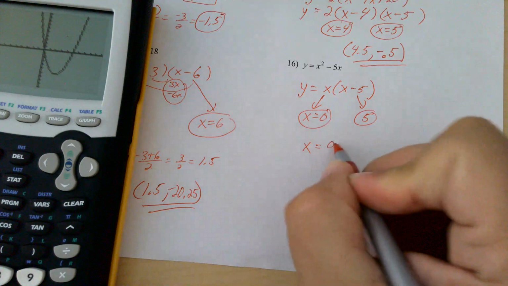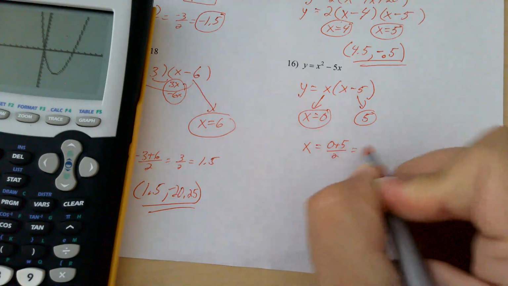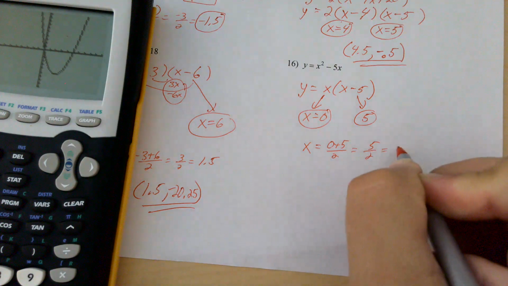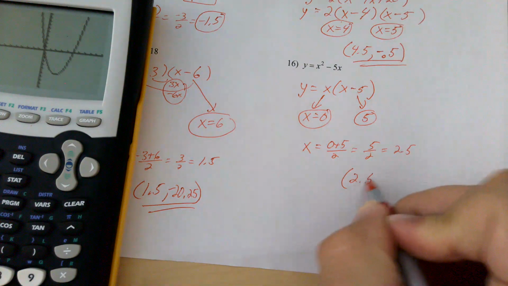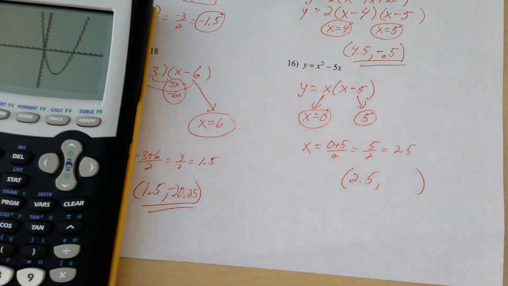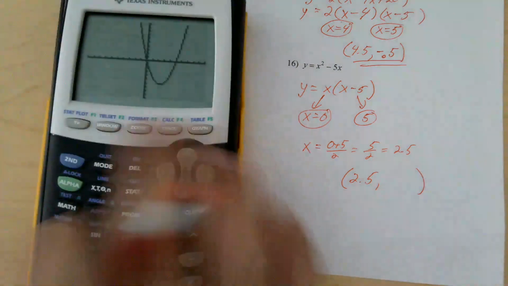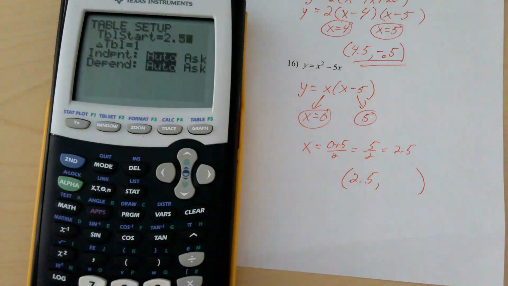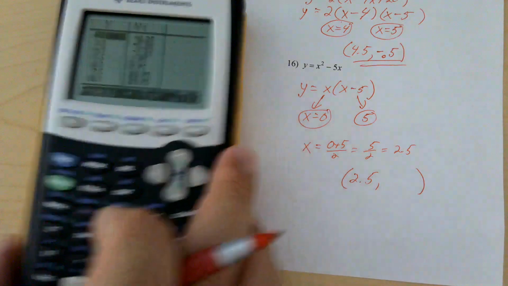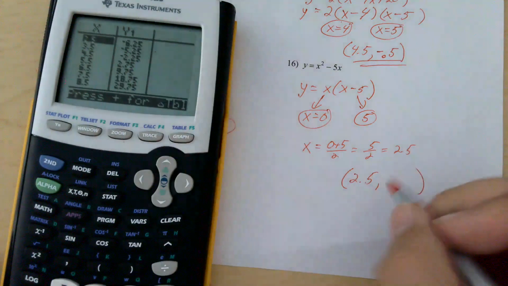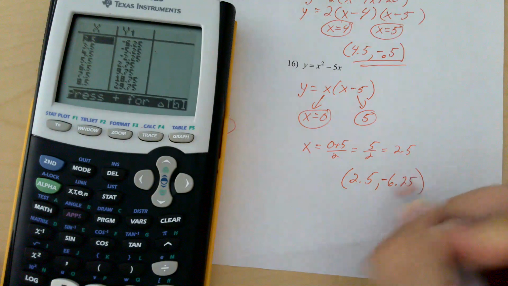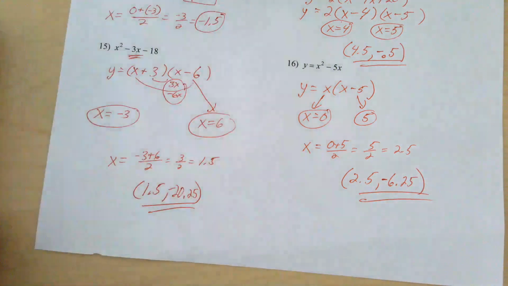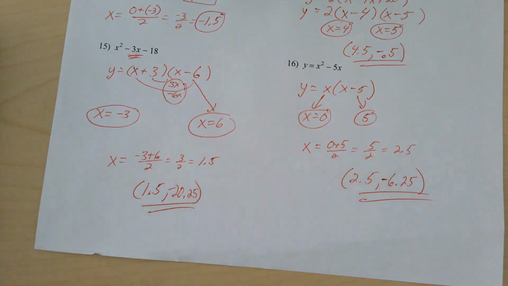So I simply add these numbers together and divide by 2. I take half of 5. I get 2.5. So that's where my x value of my vertex is. That's my line of symmetry. I have my table start at 2.5. I go back to my table and I can see, hey, it goes down to negative 6.25. There's my vertex.